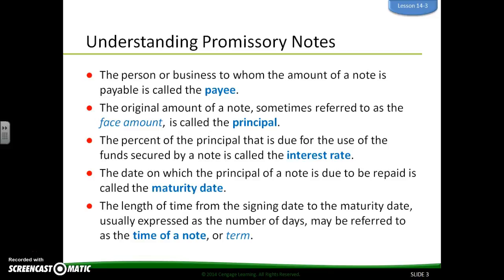The percentage of the principal that's due for the use of the funds, that's the interest rate. So we don't let people use our money for free, and so we charge interest on that, and that's called the interest rate. The day that the principal is due to be repaid is called the maturity date. And then the amount of time between when the note is signed and the maturity date is called the time of the note. Oftentimes we just call this the term. And this is usually expressed in the number of days, 30, 60, 90, etc.